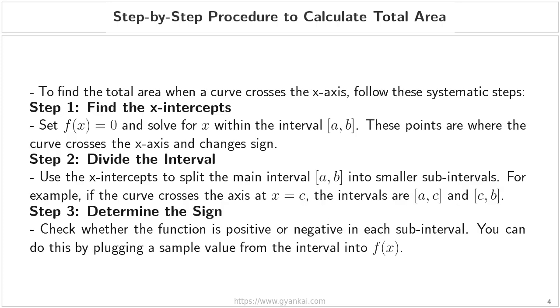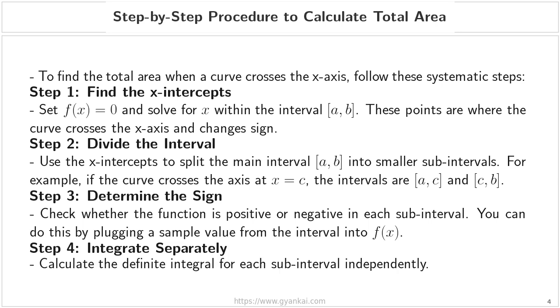Step 3. Next, you must determine the sign for each of these new sections. You need to check whether the function is sitting above or below the x-axis in each subinterval. A simple way to do this is to pick a sample value, just any number, from within the interval and plug it into your function, f of x. If the result is positive, the curve is above the axis. If it's negative, it's below.